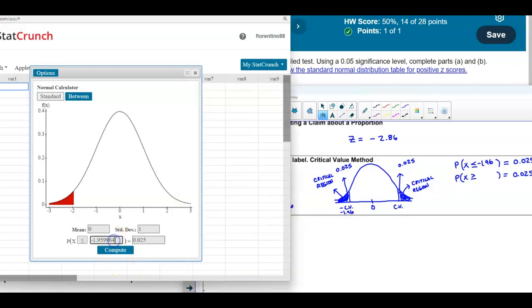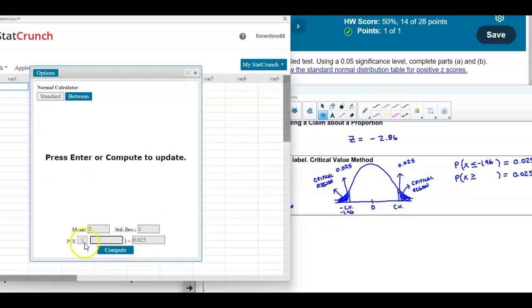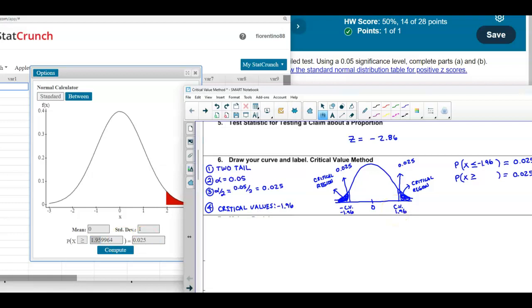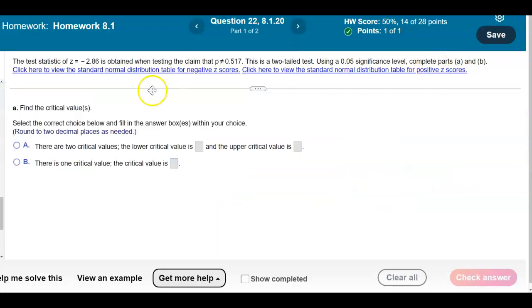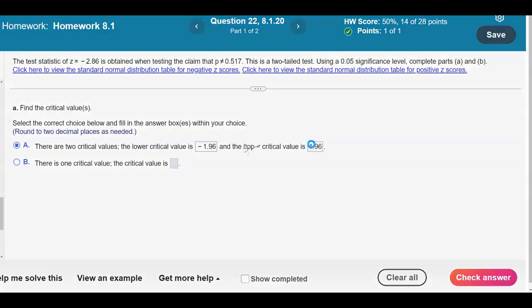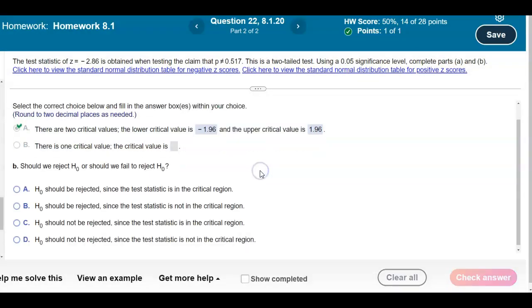If we erase that and make this greater than or equal to with the area to the right of 0.025, we get the positive version, which is 1.96. So positive 1.96 is the other critical value. Let's put our answers in. There are two critical values. The lower one is negative 1.96, and the upper critical value is positive 1.96. Check our answer, and there is our result.